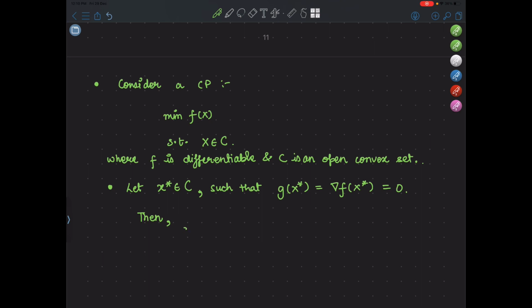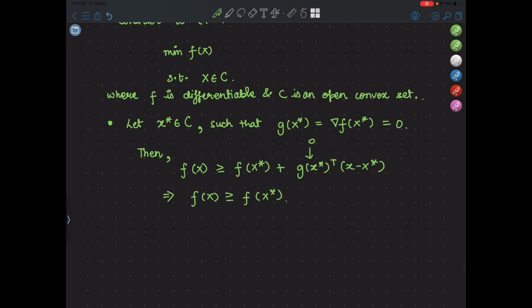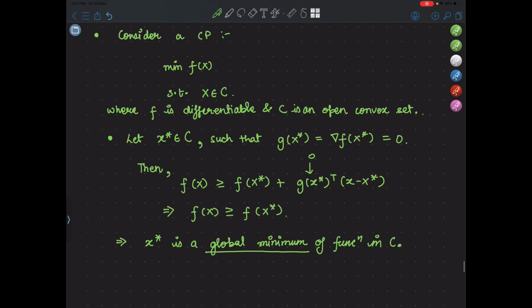Then what we can say from the above theorem is that f(x) is greater than or equal to f(x star) plus g(x star) transpose (x minus x star), and as this is 0, this gives us f(x) is greater than or equal to f(x star), which means x star is a global minimum of the function in C. So basically, if the gradient of the function vanishes at some point in the set, then that point is the global minimum. This is one more interpretation of that theorem.